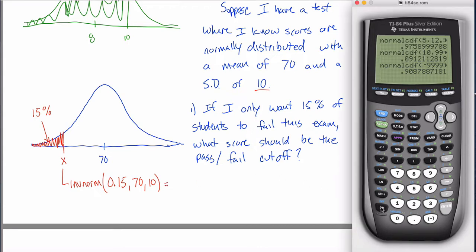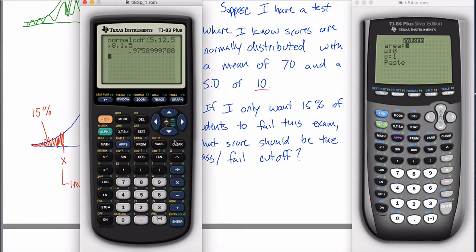How do you do that on your calculator? Well, just like normal CDF, it's under the distribution menu. So you hit second and then variables to get into the distribution menu. And it's the third thing listed here. It's right below normal CDF. It says inverse norm. If you have an old version of the calculator, it doesn't really matter. You hit second and then variables to get into the distribution. It's in the exact same spot, right below normal CDF.